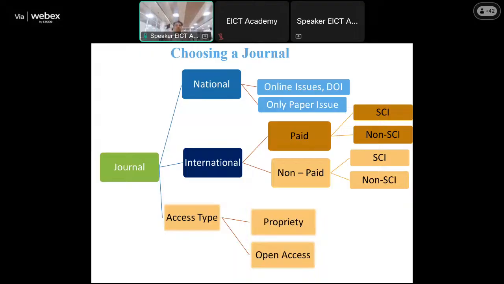Now, what is the difference? That also you need to understand. For a journal, if I choose an article to be published as open access, then an open access article is one which is accessible to everybody. There is no restriction. Anybody can view that particular article. So for those articles, visibility is large.